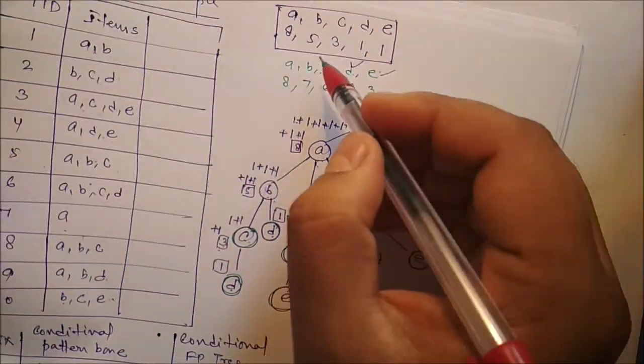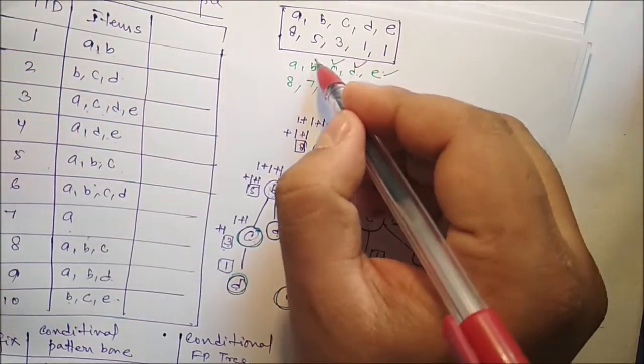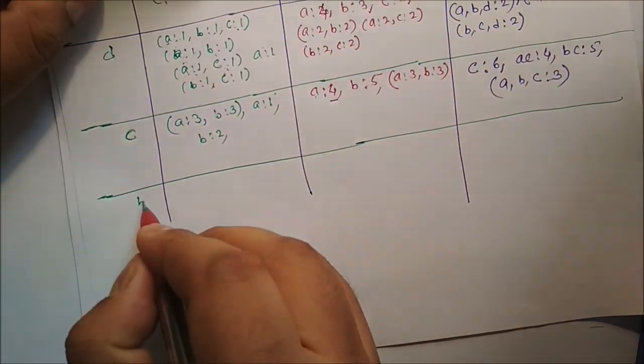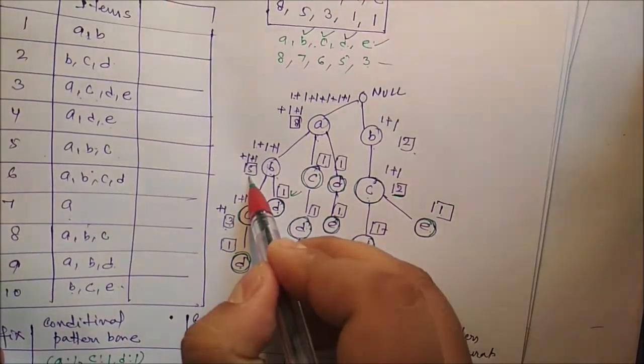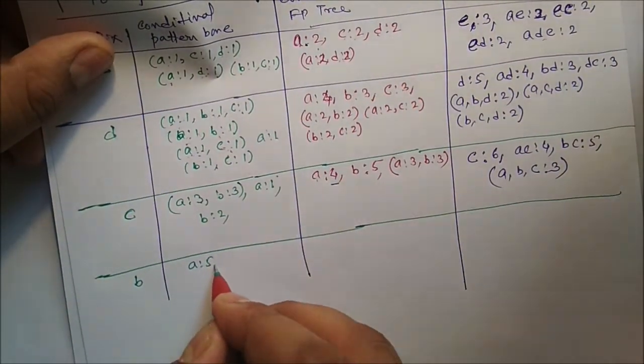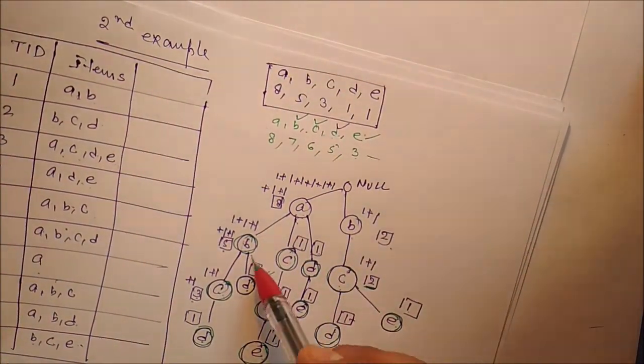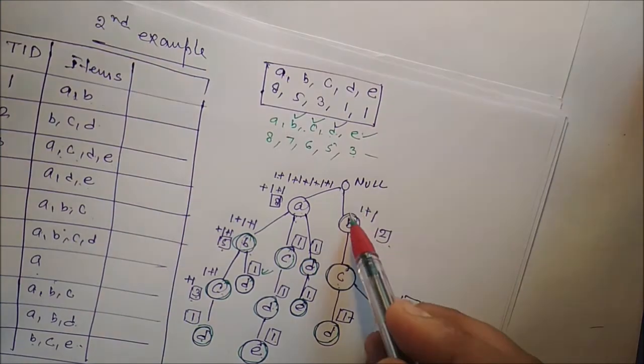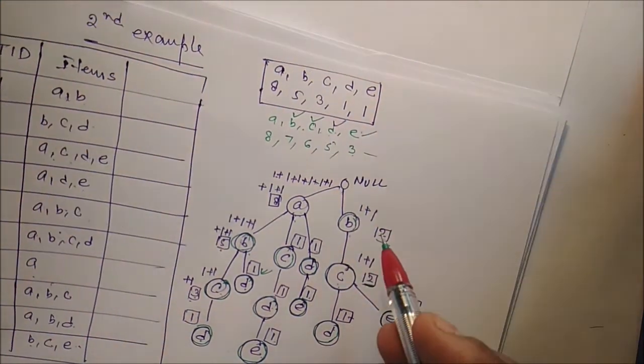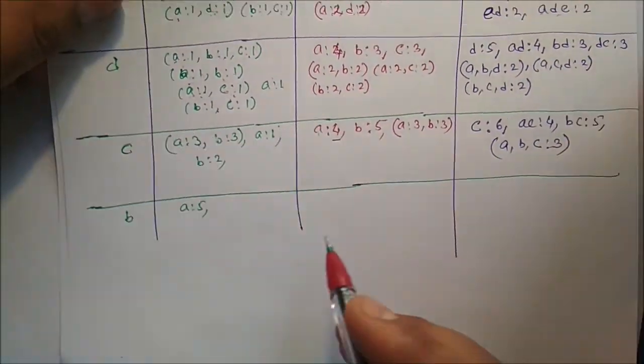Okay, next, C is over, then B. So we have to identify for B. B it is 5 times. So there must be A must be 5 times. So A 5. Next B is what? This one. So before that nothing is there, so we should not do anything. So A is 5 times.